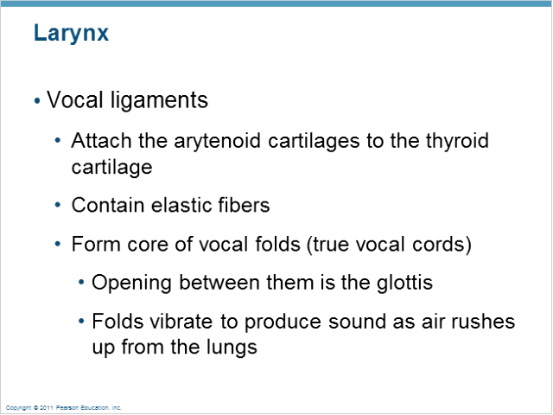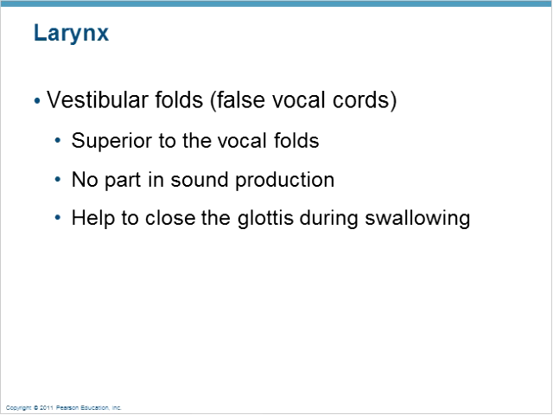Within the larynx are the vocal ligaments, the vocal cords, and they attach to the arytenoid cartilages and to the thyroid cartilage. They contain very elastic fibers, and they form the core of the vocal cords, the true vocal cords. There's an opening between them, it's called the glottis, and the folds vibrate and produce sound as air rushes up from the lungs. So really, it's exhalation across the vocal cords that helps us talk.